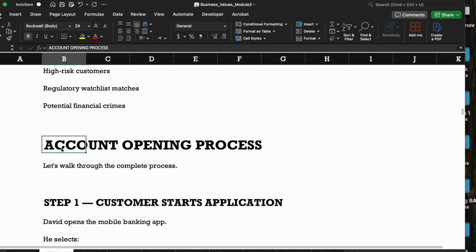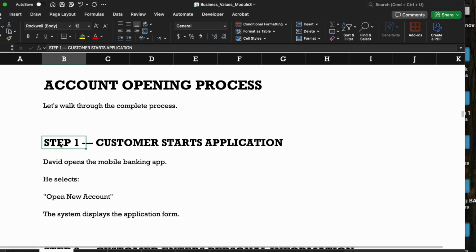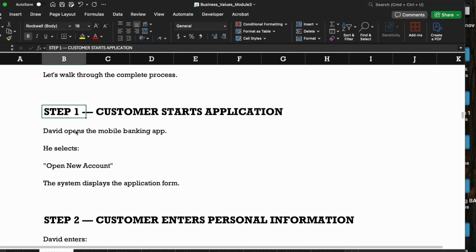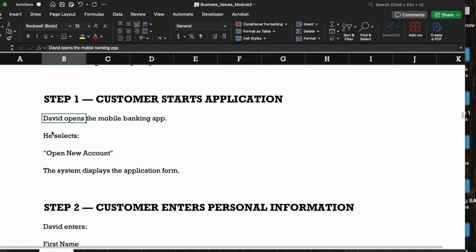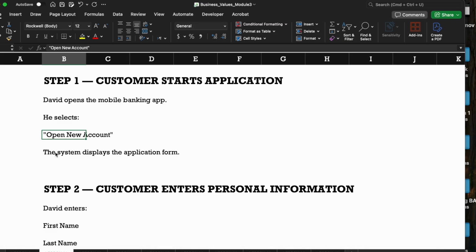Okay, so the account opening process. Let's walk through the complete process. Step number 1: customer starts application. David opens the mobile banking app. He selects open new account, or something similar. Okay, the system displays the application form.